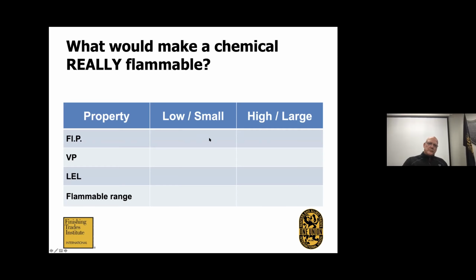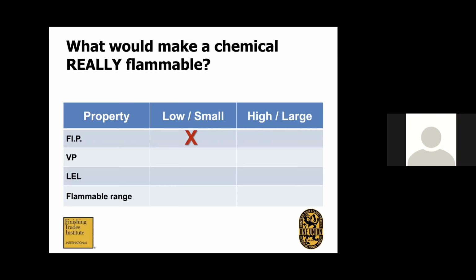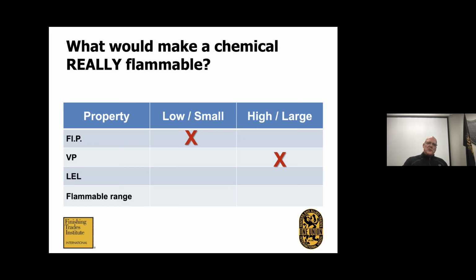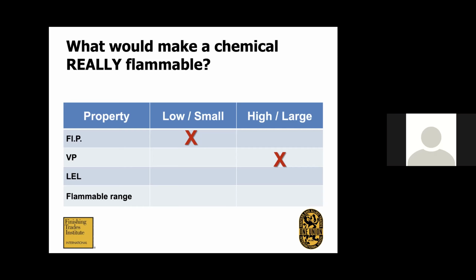Lower. Low. Right, good. How about vapor pressure? Would a lower vapor pressure make it more of a flammable risk, or a higher one? Higher vapor pressure. Very good. How about LEL? Would you rather have a small or low range, or a wide or large range? What would make that more flammable risk? Wide. Wide, right.